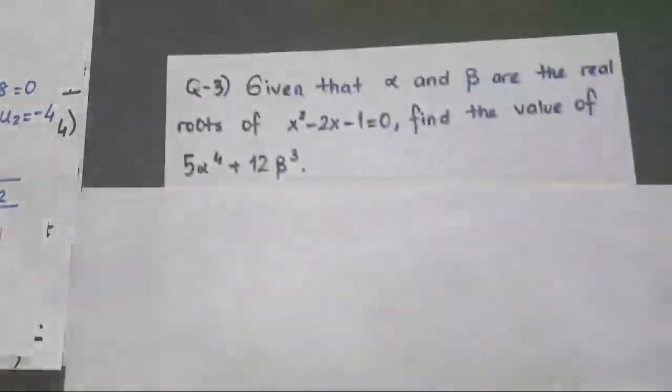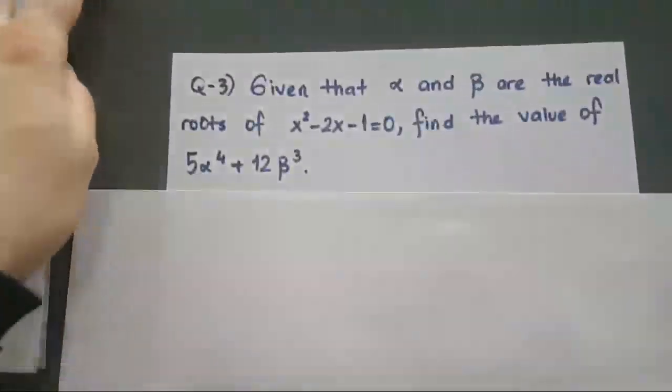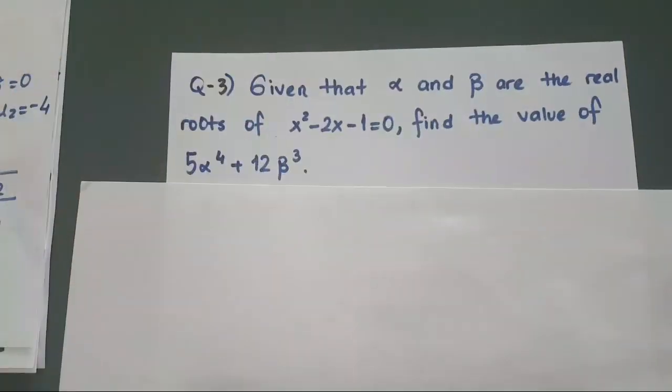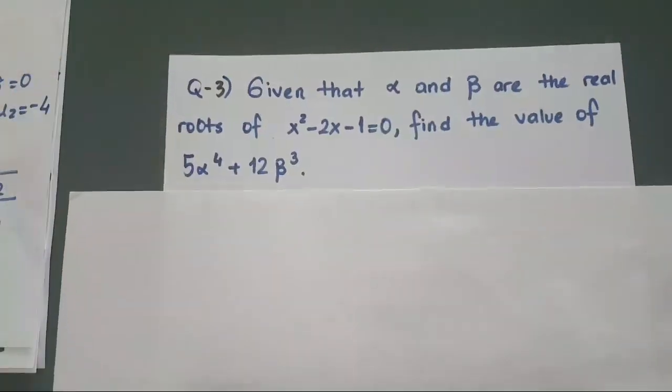Okay, let's solve another problem. Here is the new problem. Given that alpha and beta are the real roots of the equation x squared minus 2x minus 1 is 0, find the value of 5 alpha to the power of 4 plus 12 beta cubed.